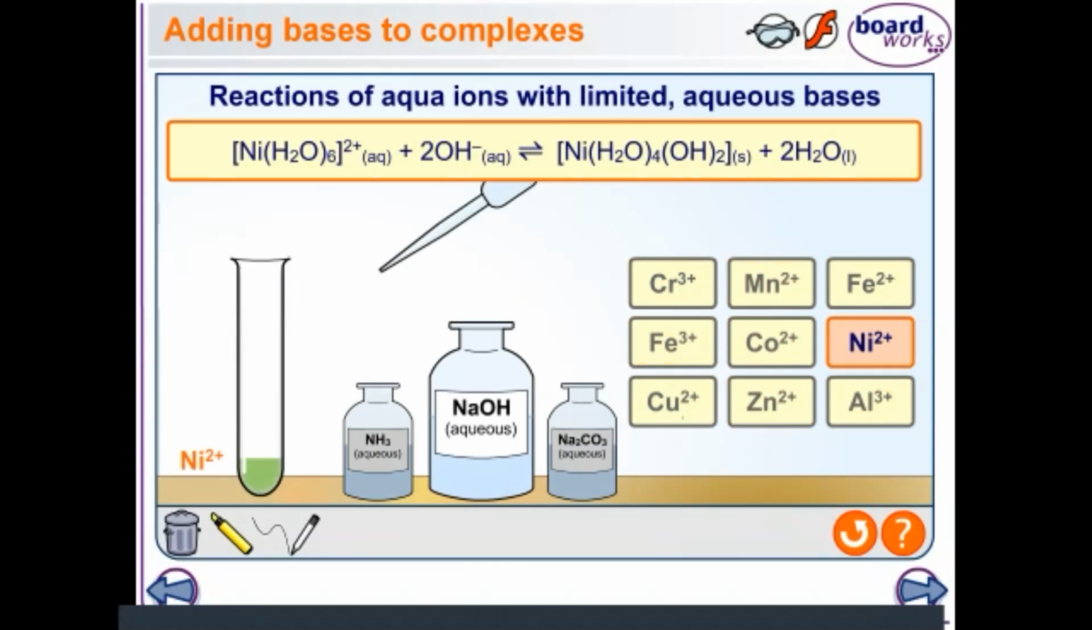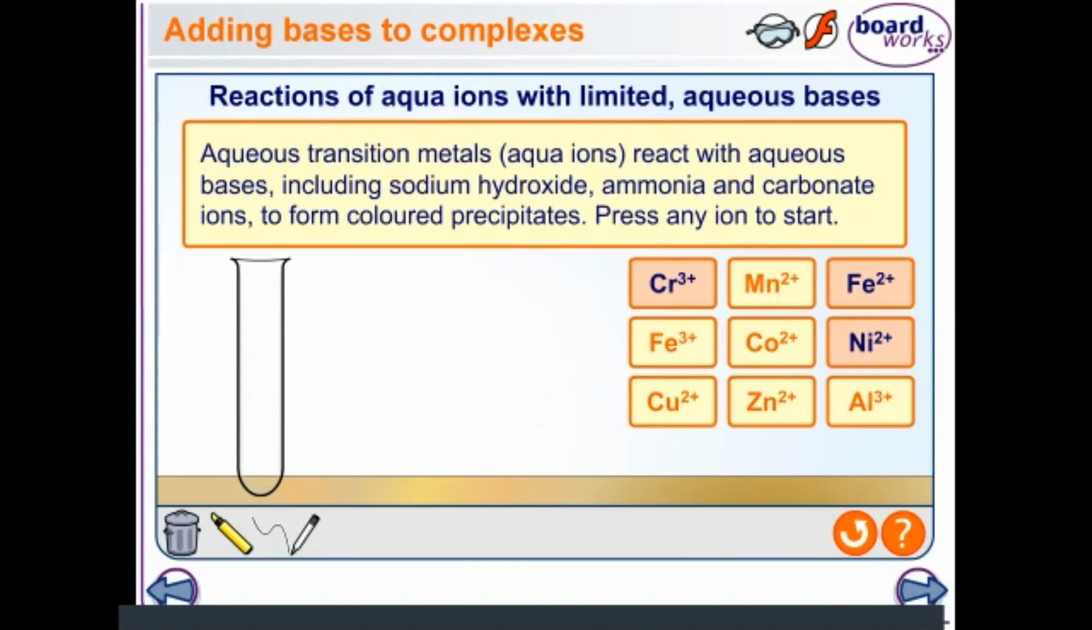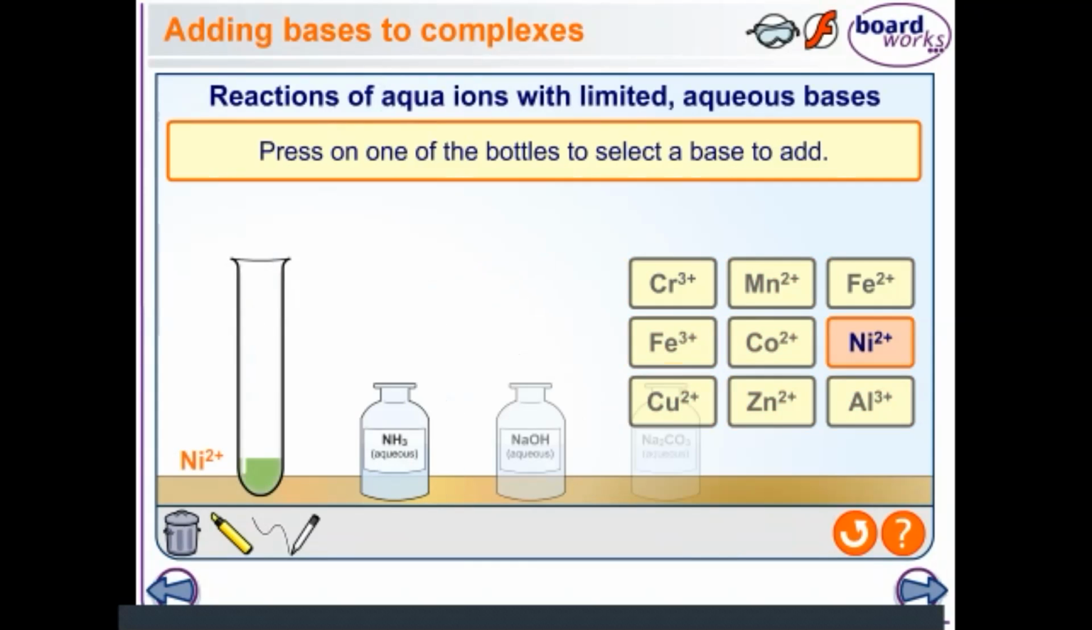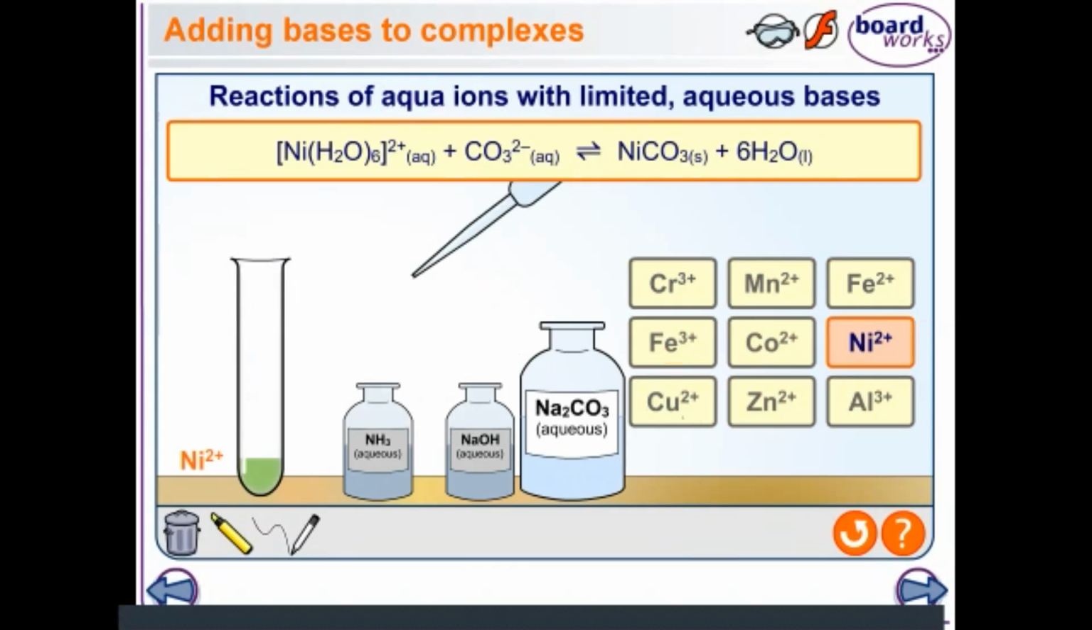Let's add sodium hydroxide. So still nickel hydroxide, right? Okay, let's try with sodium carbonate. Now for this complex, what happened is that, again, the carbonate ions displace the water molecule to form nickel carbonate precipitate.